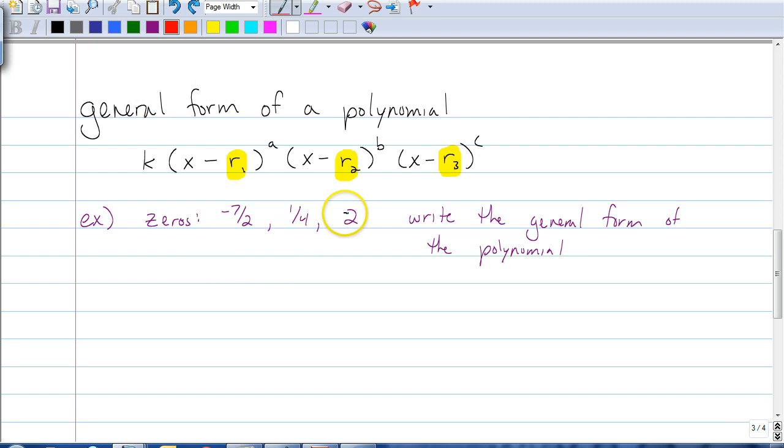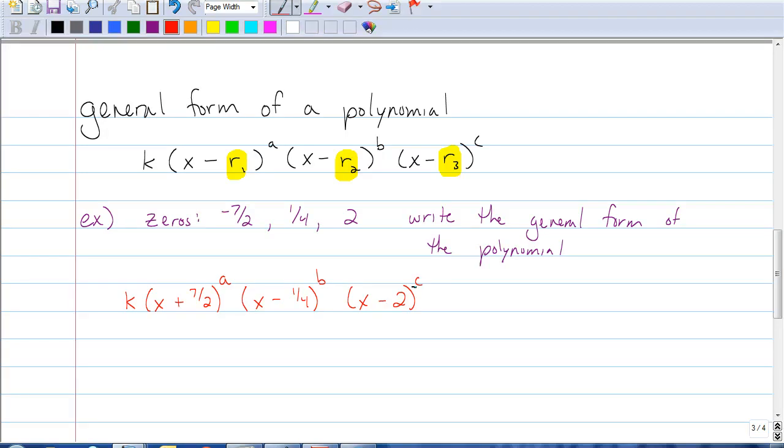So here would be your answer for this particular scenario, where we have zeros of negative 7/2, 1/4, and 2. So using that factor theorem, it's going to be x minus r, so it'll be x minus negative 7/2, or x plus 7/2. But remember, we could have a k or an exponent in front of it, so a number or an exponent there. Now I go to the next root, so it's going to be x minus 1/4 to some exponent possibly, times x minus 2 to some possible exponent. So this would be the general form for the polynomial with those 3 zeros.